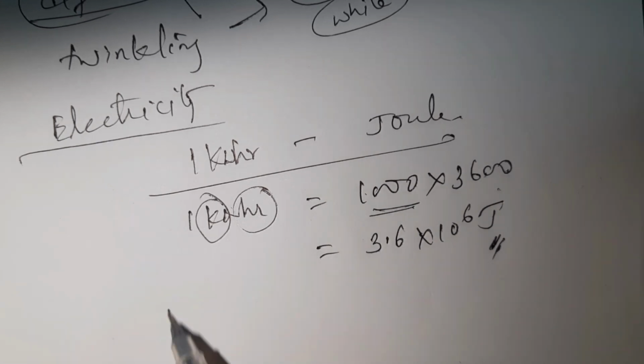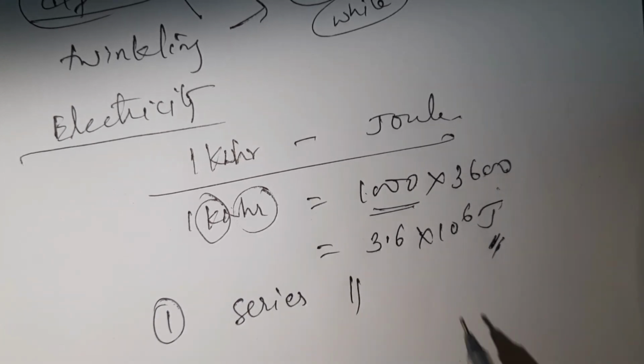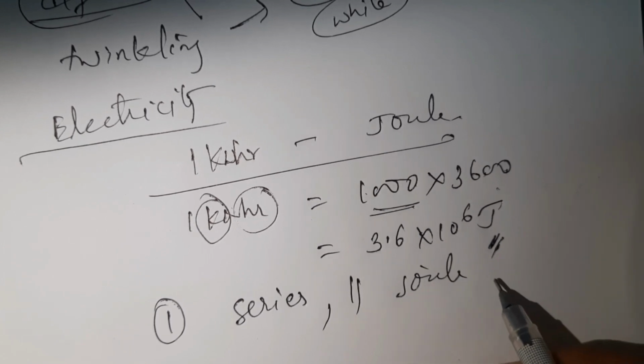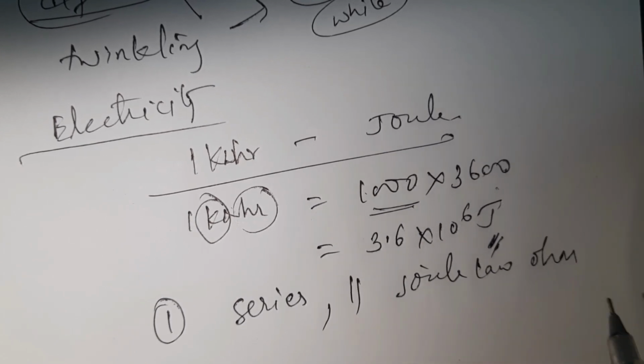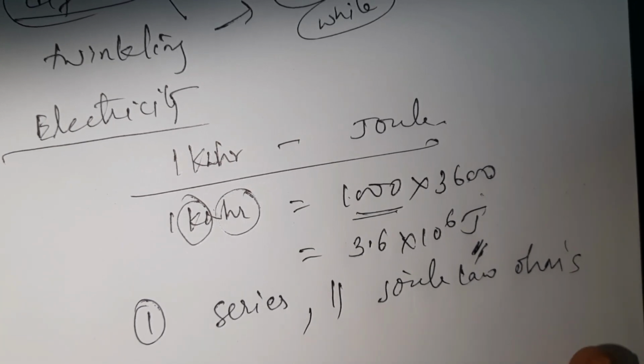So here we have 4 derivations. One is series, the other is parallel, and then the next one is Joule's law of heating. Then for Ohm's law, you need to prepare the experiment. Then the next one, applications of Joule's heating effect. So these are the important questions along with numericals.